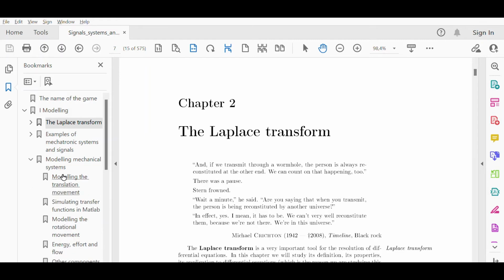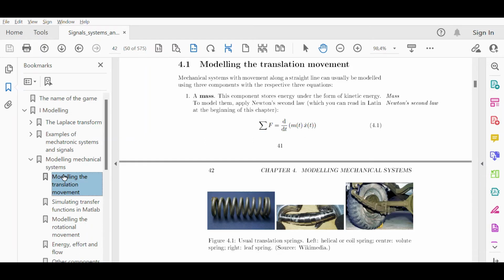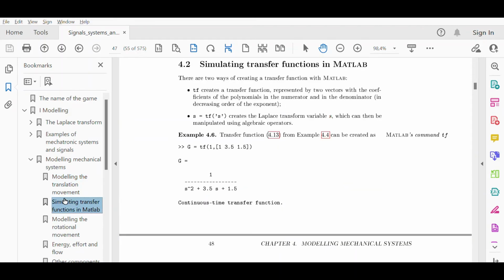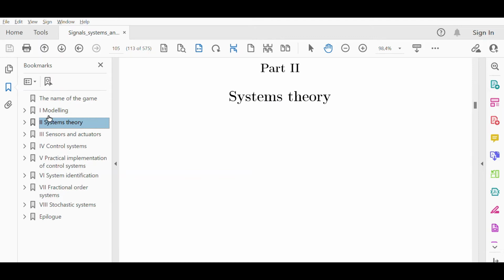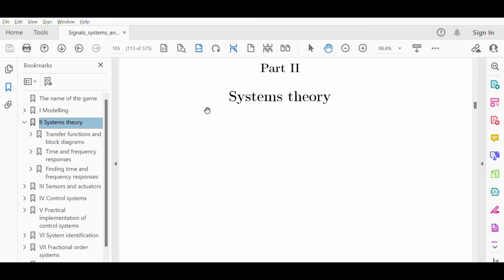Then you have to know what a transfer function is. You can find that in chapter 4, sections 4.1 and 4.2. The other sections in this chapter are not necessary. Everything in part 2 is necessary. Systems theory is very important.